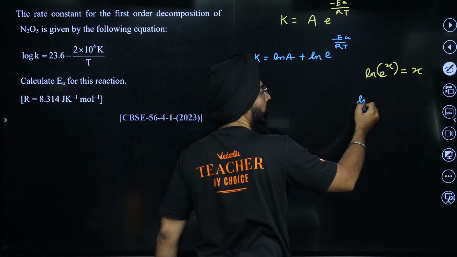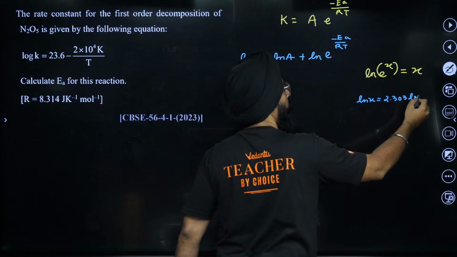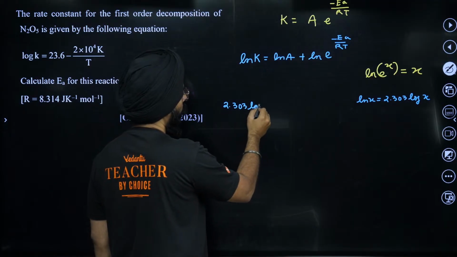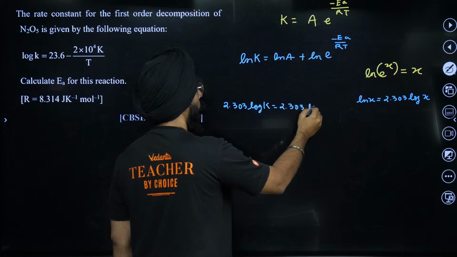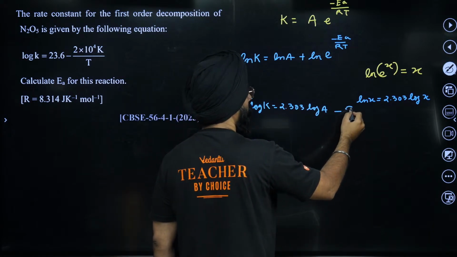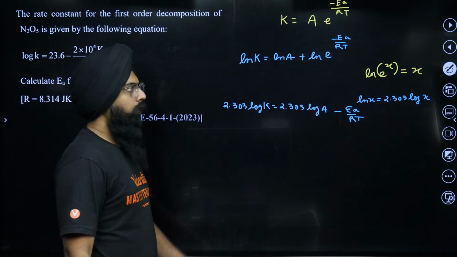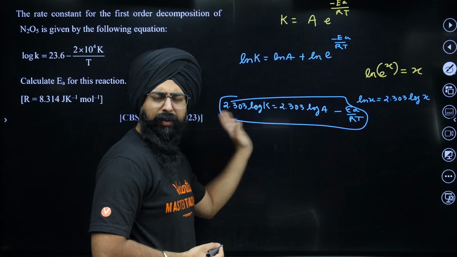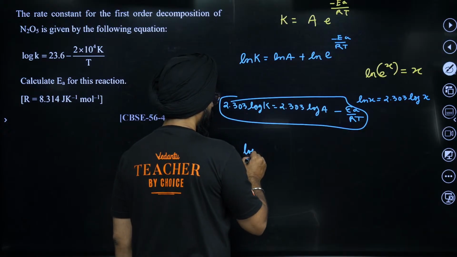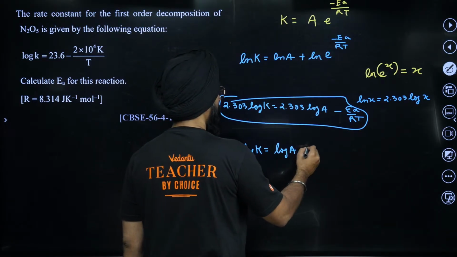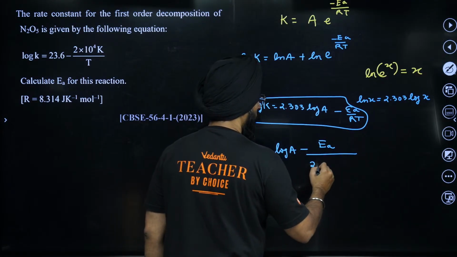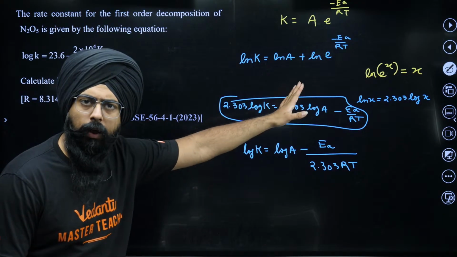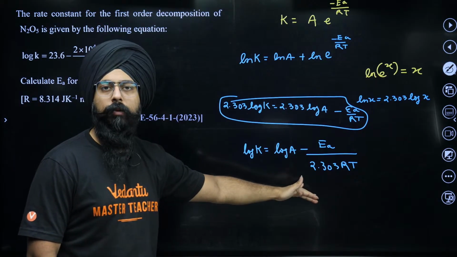The second thing I'll use is ln of x is equal to 2.303 times log of x. So let's convert the ln into logarithmic form. I can write 2.303 log of k is equal to 2.303 log of A minus Ea by RT, taken out of the e to the power something. Now let's divide by 2.303 on both sides. So I will get log of k is equal to log of A minus activation energy by 2.303 RT. Some people remember this formula directly. That's okay. If you don't remember it, it's not difficult to come from here to here.